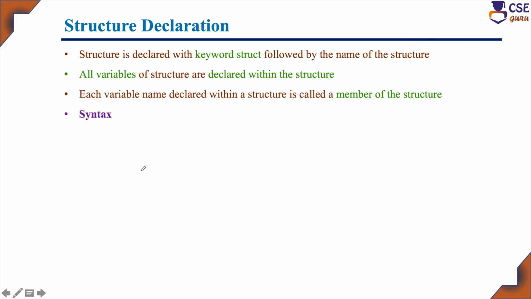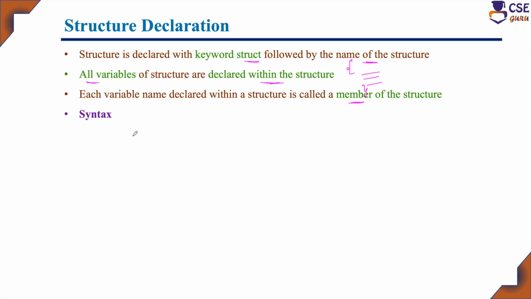Now, the structure declaration. A structure is declared with the keyword struct, followed by the name of the structure. All the variables you want to declare should be declared within the block of the structure. So all variables are declared under a common block. Each variable name declared within the structure is called a member of the structure.